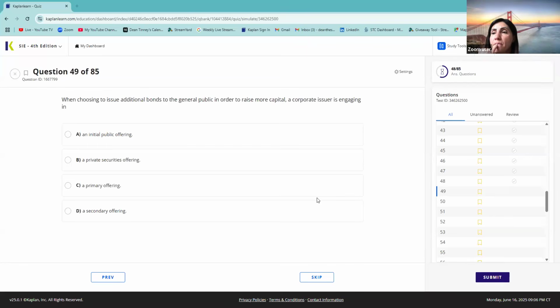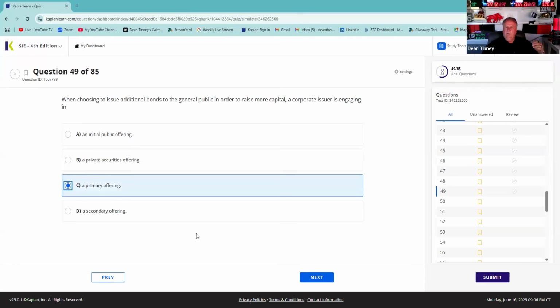Secondary. I don't like the language, but secondary means the previous owner is receiving the money. And so this is a follow-on, but it's still primary, meaning the issuer is going to receive the proceeds. Right? Primary means the issuer is going to receive the proceeds. Secondary means the previous owner has received the proceeds. And so here, the reason we know it's primary says raise more capital. So you're not buying anything in the secondary, right?